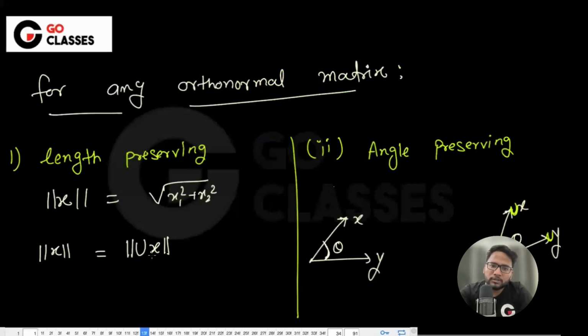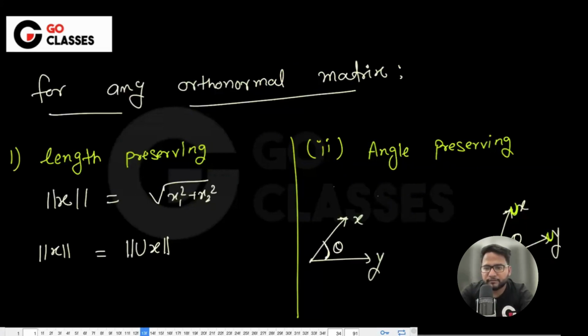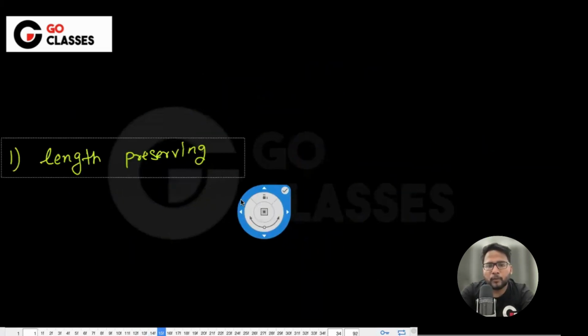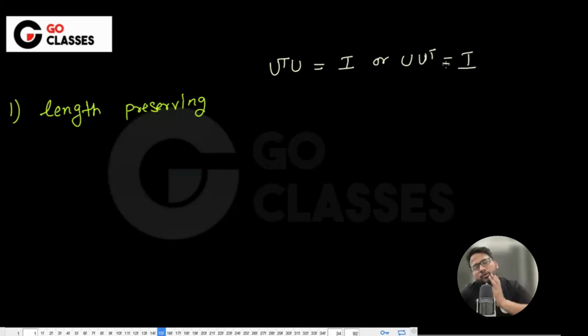So basically, I want to prove these two lengths are the same. Let's just prove the first property, which is length preserving. Actually, both properties, length preserving and angle preserving, are very, very simple to prove. You just need to use the formula u transpose u equal to identity, or u u transpose, whatever suits you, equal to identity. Using this formula, we can easily prove it. How? Let's just see u into x. Let me take the square of its length.